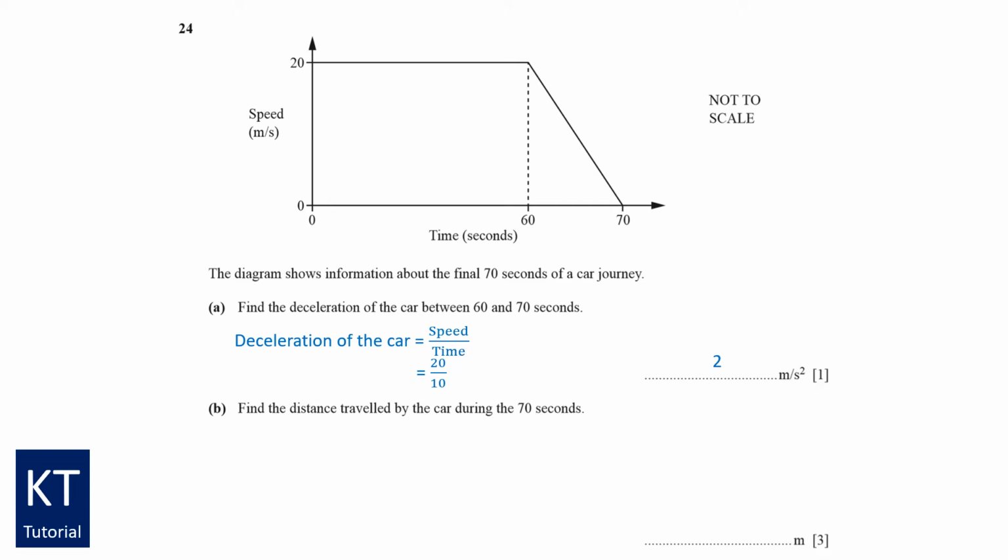Question 24b. Find the distance traveled by the car during the 70 seconds. Distance is the product of its speed and time components. In this case, it is also the area of the trapezium, which leads us to the answer 1,300 meters.